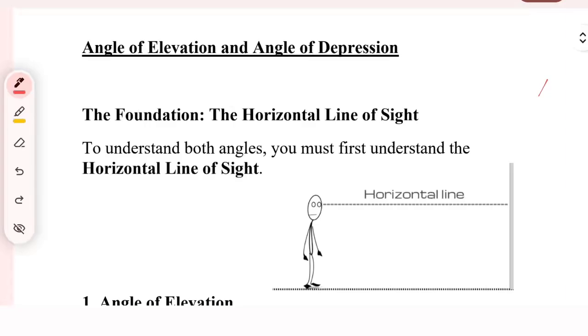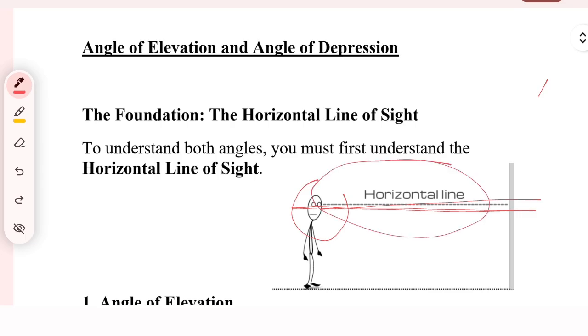And this means your eyesight looking horizontally. So if this is you and you're looking horizontally, this is your horizontal line. And that would be the horizontal line of sight, or the line that actually follows the horizon, right? So that's your horizontal line of sight. So the angle of elevation and the angle of depression would be referring to this horizontal line, or the horizontal line of sight. So that would be the reference line.